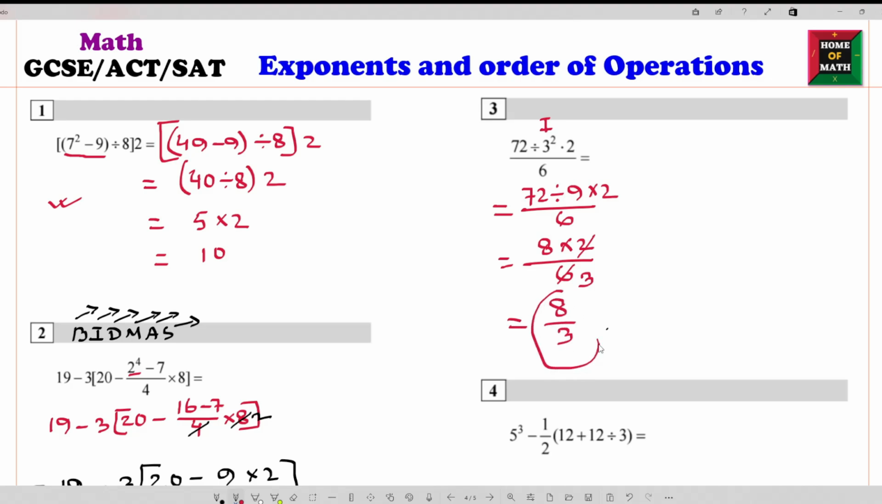It's a mixed fraction. Sorry, this is the improper fraction. If you want, you can make it a mixed fraction, like 8 divide 3, it means 3 times 2 is 6, so 2 remains. So 2 and 2 over 3. Okay, both are right answers.